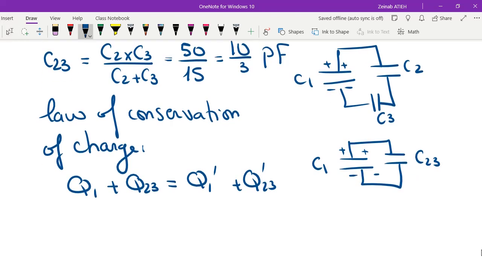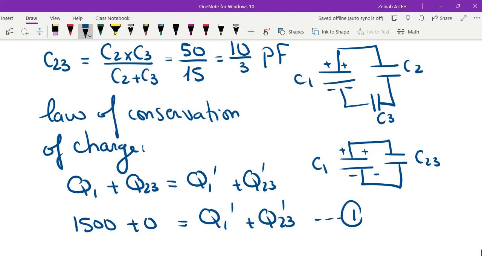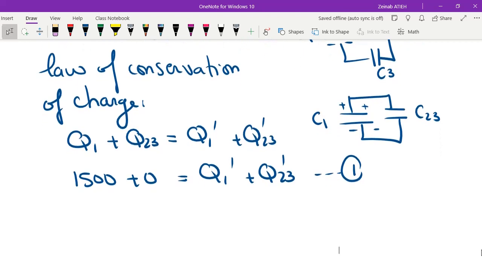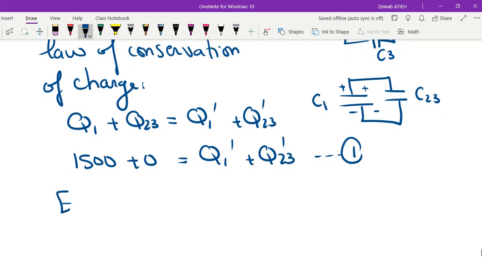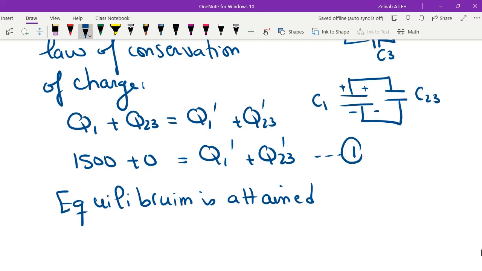We can substitute, and we get 1500 plus 0, since it was initially neutral, equals Q1 prime plus Q23 prime. Remember we are searching for Q1 prime and Q23 prime. This is the first equation. I need another equation to find Q1 prime and Q23 prime. Equilibrium is attained when V1 prime is equal to V23 prime, when their voltages after equilibrium are equal.